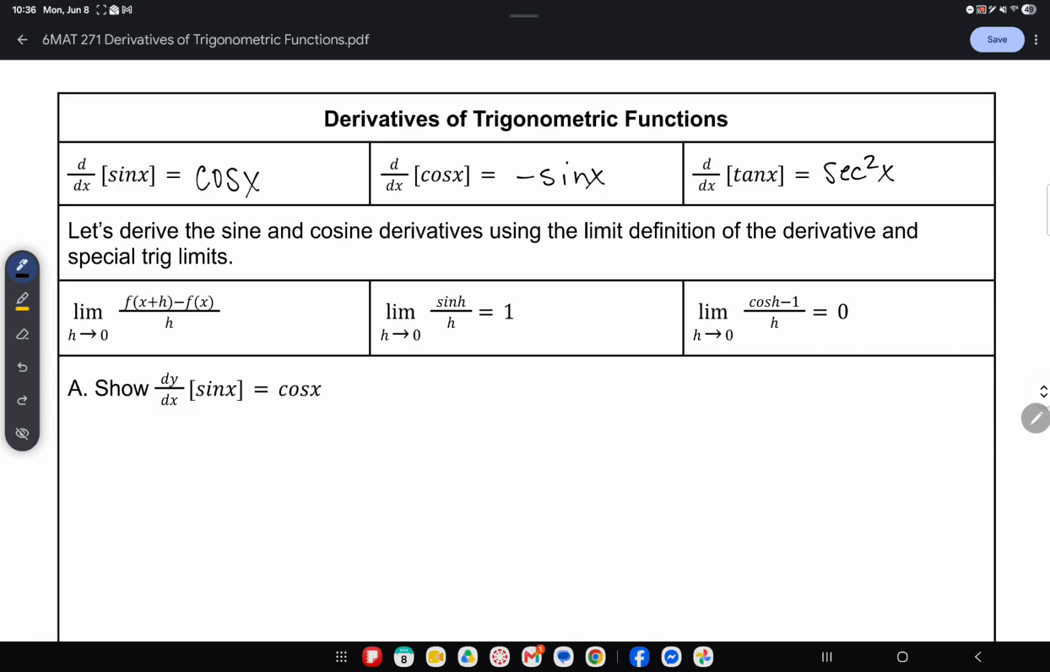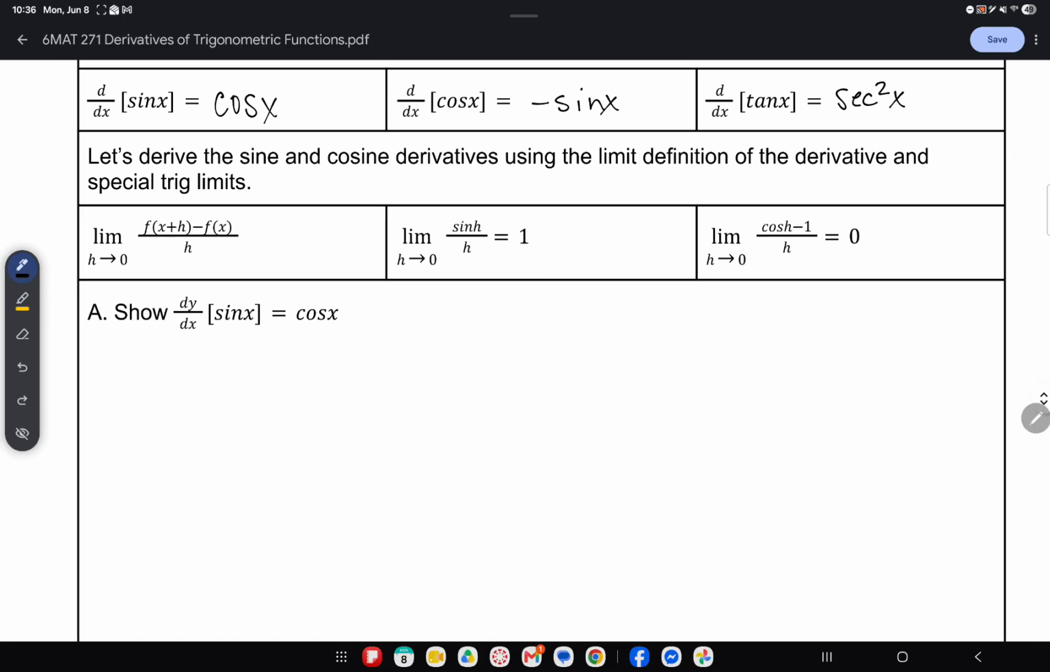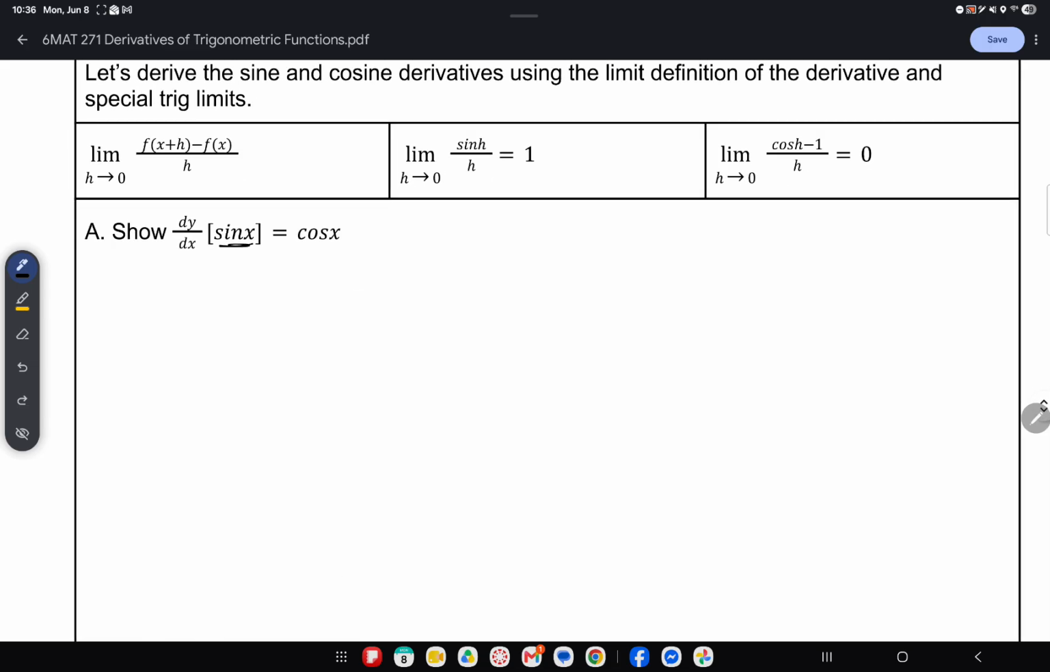So I have some limit definitions here, right? We've got the limit as h goes to 0 of f of x plus h minus f of x all over h as the limit definition of a derivative. And then I have those special trig limits here, right? They might come in handy. So I'm going to show you how we can find the derivative of sine of x with that limit definition, and then I'll do the same for cosine. And then I might show you how to get tangent of x with the quotient rule. I think that'll be just something fun to do.